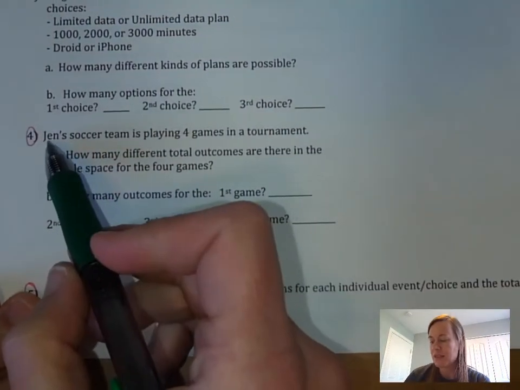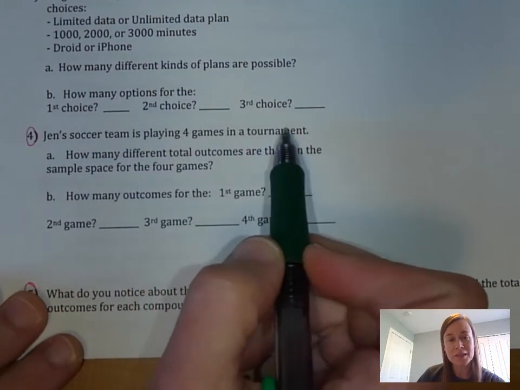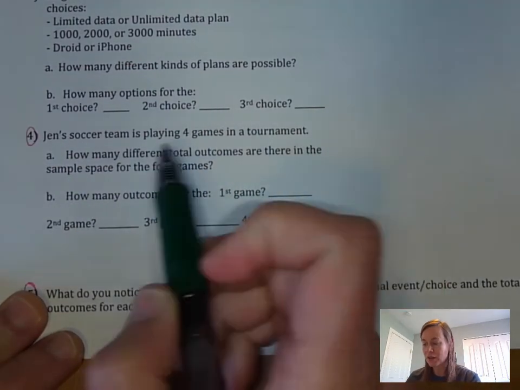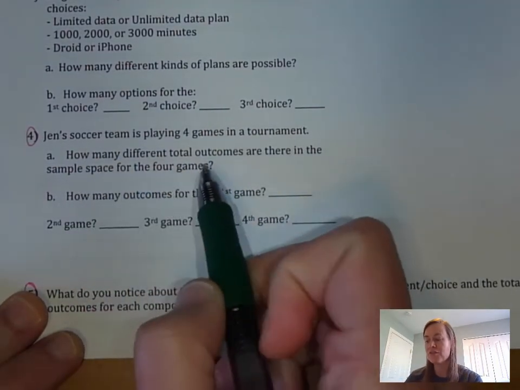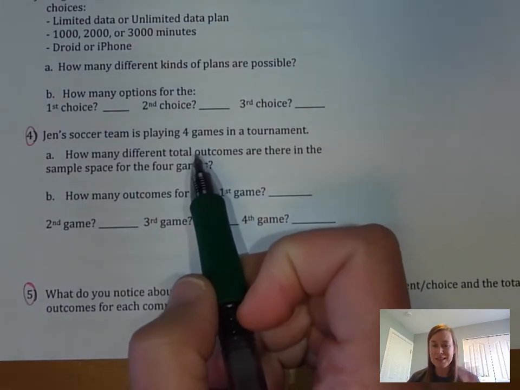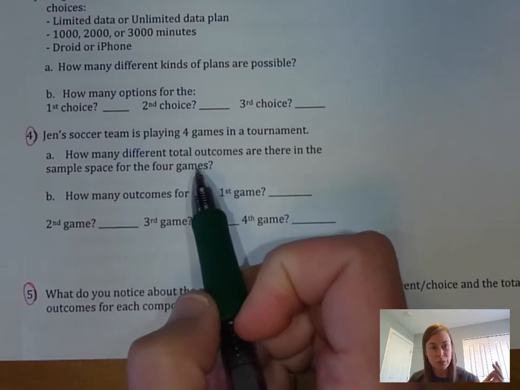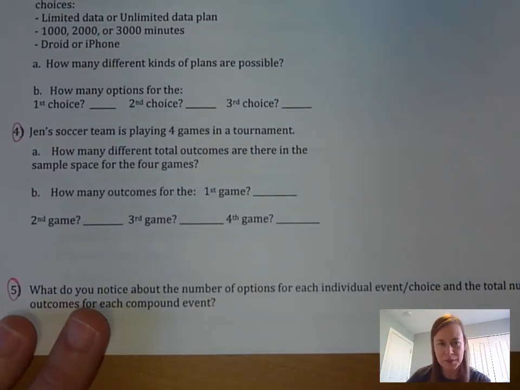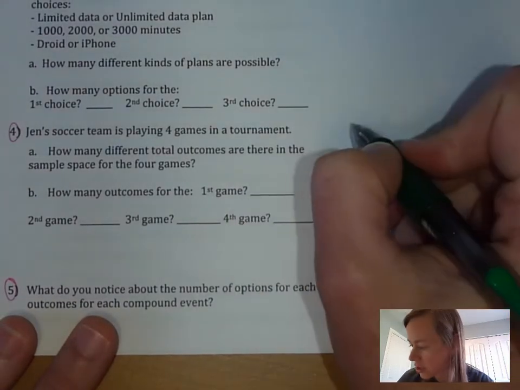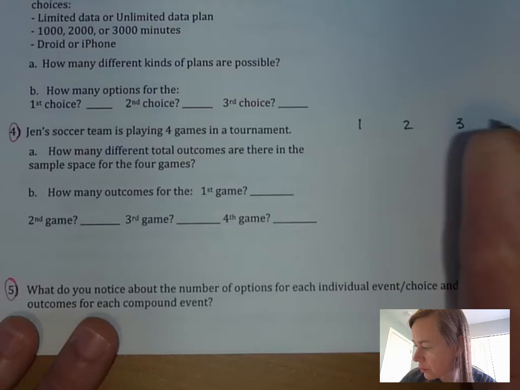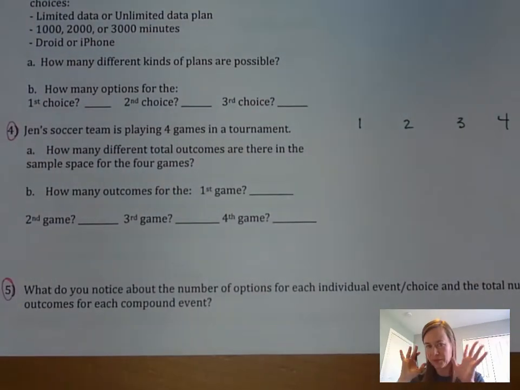It says Jen's soccer team is playing 4 games in a tournament. All right, question A. How many different total outcomes are there in the sample space for the 4 games? All right, so each of these 4 games, how can they come out? Let's not include tie in there. Let's just go with win or lose, okay? So I'm going to kind of label my columns because we need 4 games, and I just want to make sure I keep it all straight. So game 1, 2, 3, and 4. That's just to help me stay organized.